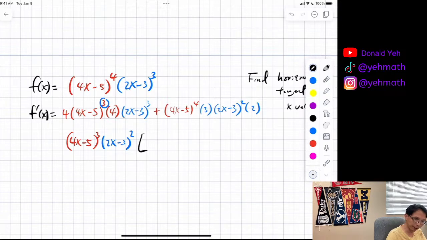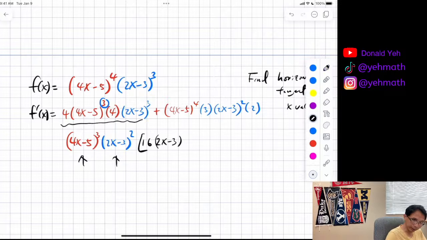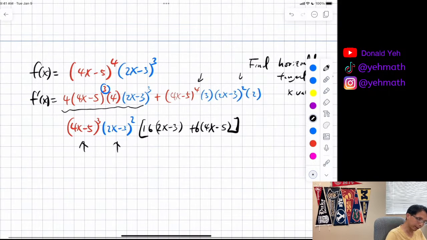So now, first thing is, if you factor out this and this, look at your first term. What do you have left? (2x minus 3) to the first power times 16, because 4 times 4 is 16. Does that make sense? And I am going to factor out here. Now, I'm factoring out the third power and the second power. The second power is completely out. So I have 1 left, which is (4x minus 5) to the first power times 6. Does that make sense? And there's the end of the bracket.